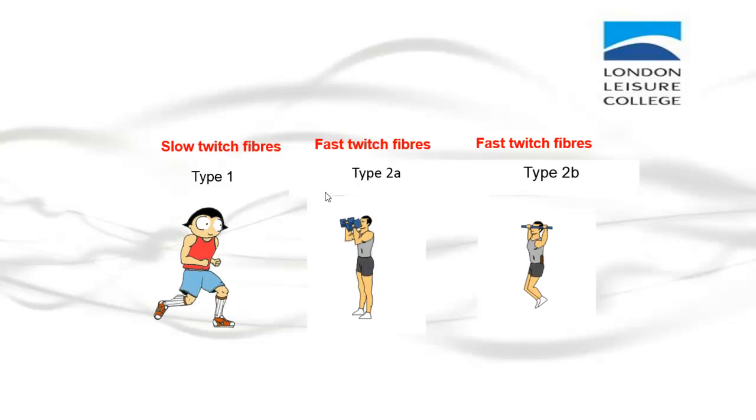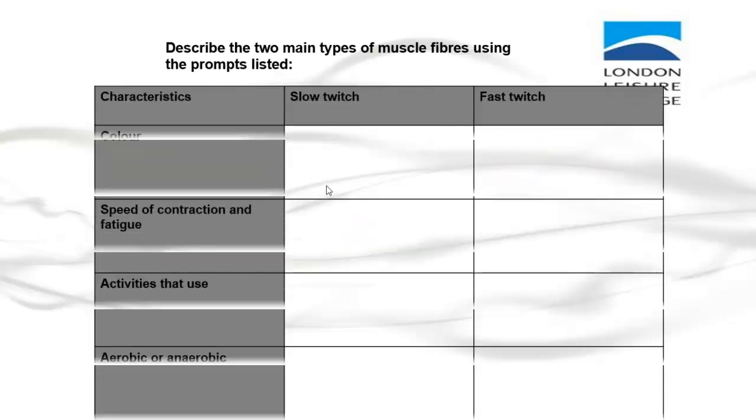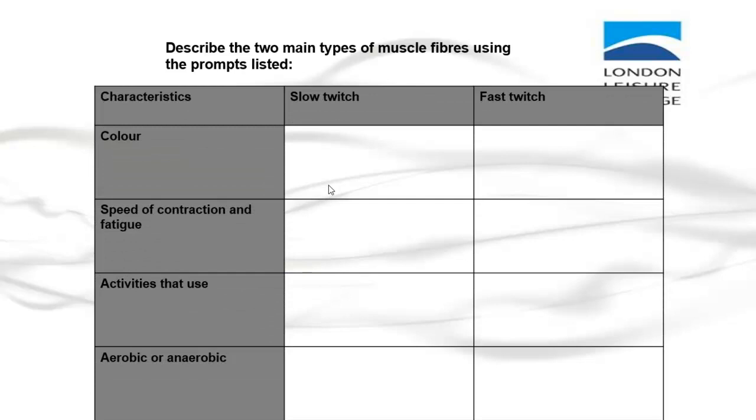Okay, so just as a review, I'd like you to describe the two main types of muscle fibres used in the prompts listed. So use the worksheet to help you answer this question.